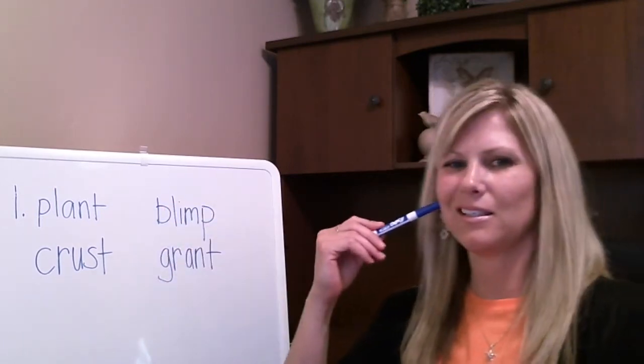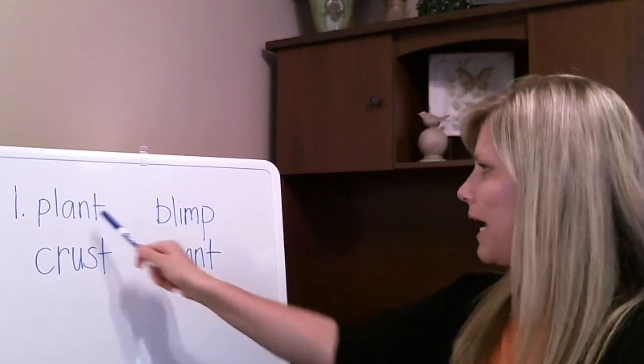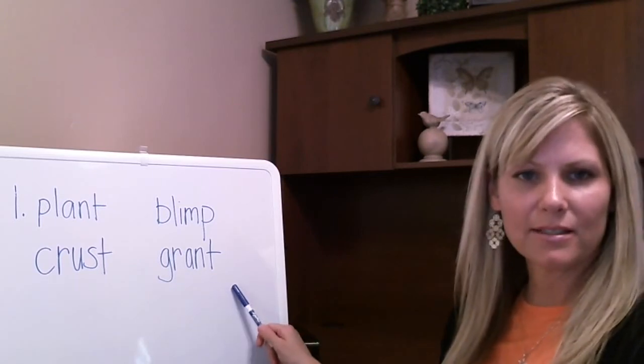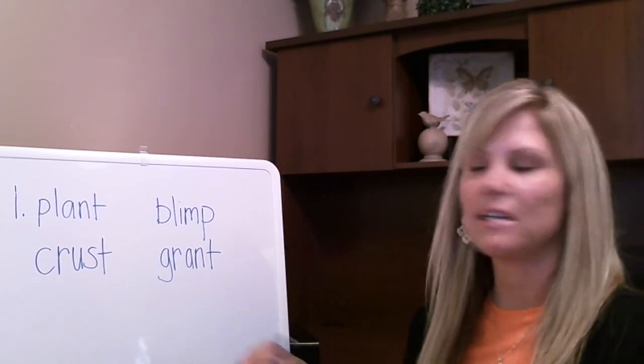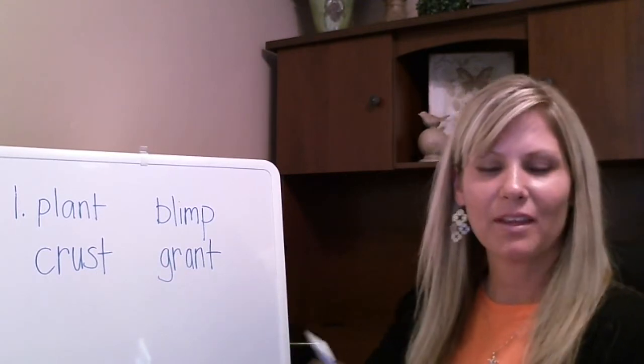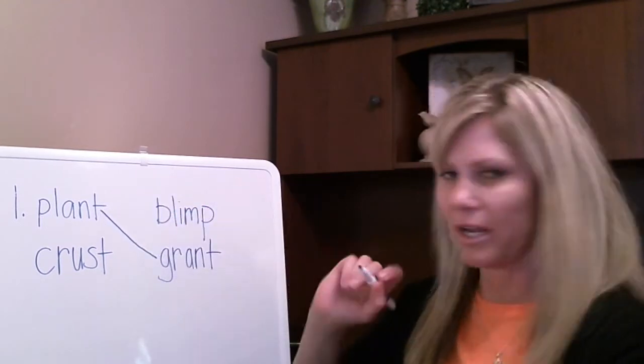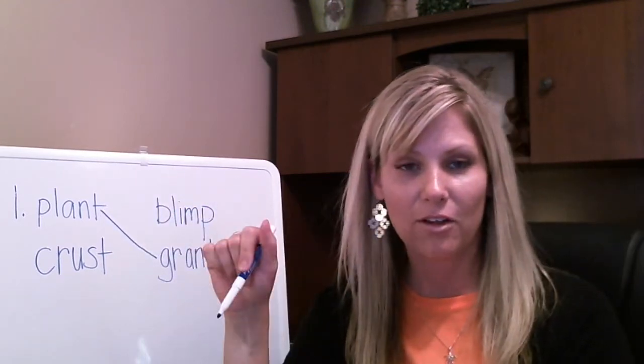Plant, crust? No, I hear the T on both of them, but they don't really rhyme. How about plant and grant? Say it out loud. See. Plant, grant. They rhyme. So, on your paper, you will actually draw a line from plant to grant, showing that they are the match.